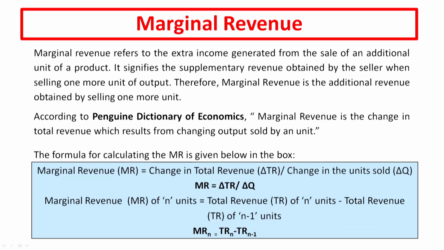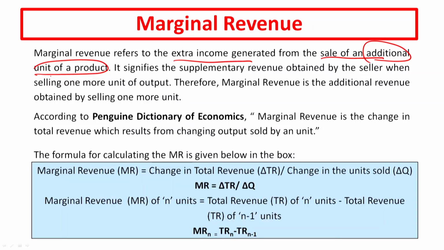Now, we will be talking of a very important term, that is marginal revenue. We have talked about total revenue, then we talked about average revenue, now we are moving to marginal revenue. The marginal revenue refers to extra income generated from sale of an additional unit of product. This additional unit is the summary of this marginal revenue. It tries to calculate the extra income being generated from sale of an extra unit. It signifies the supplementary revenue obtained by the seller when selling one more unit of output.